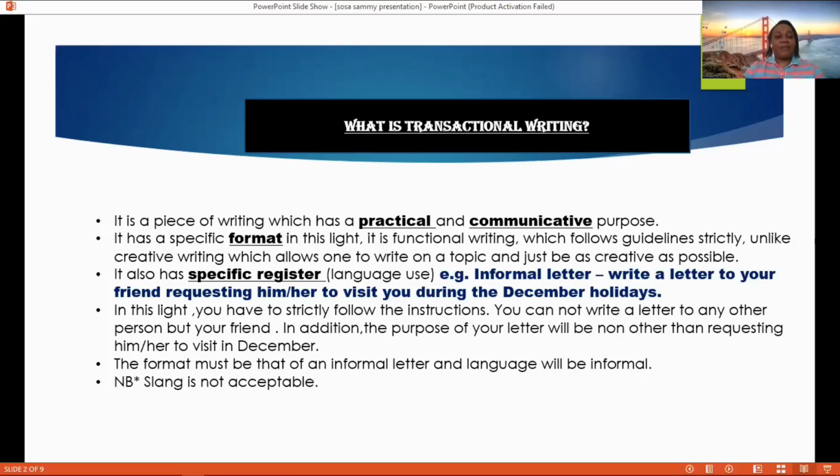Note there, even if it's an informal letter, slang is not allowed, because this work is still going to be marked by your teacher or your examiner. Very, very important. Take note of that. Slang is a no-go area.